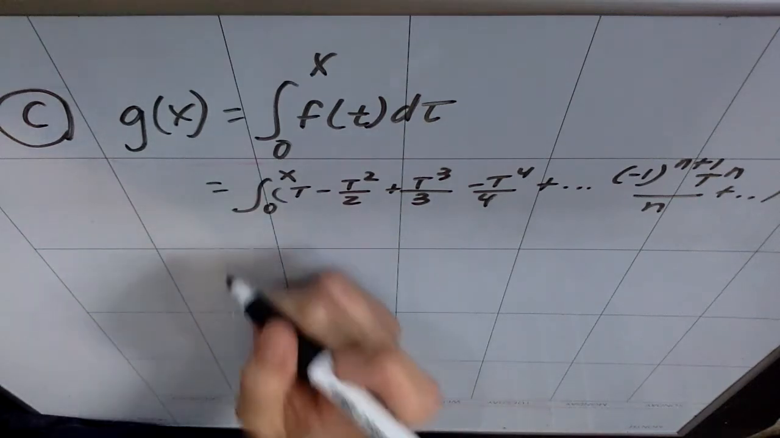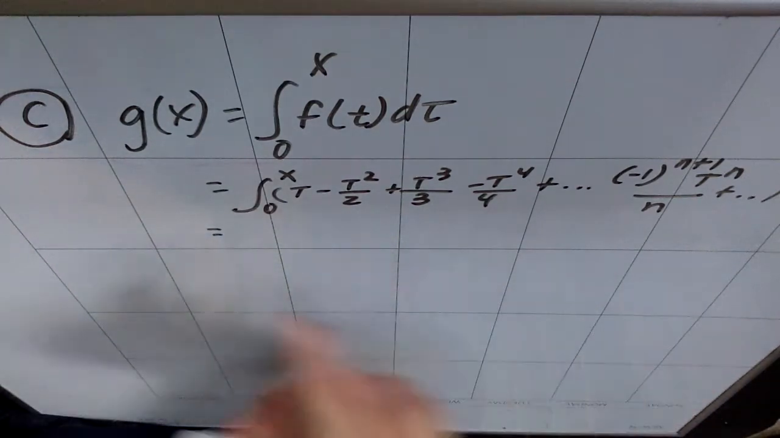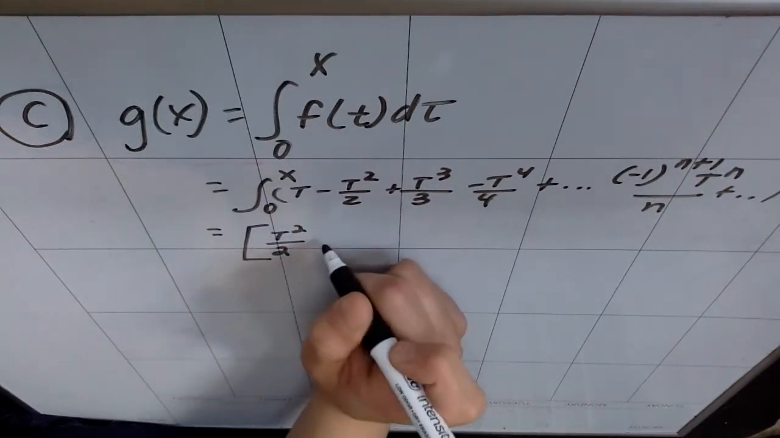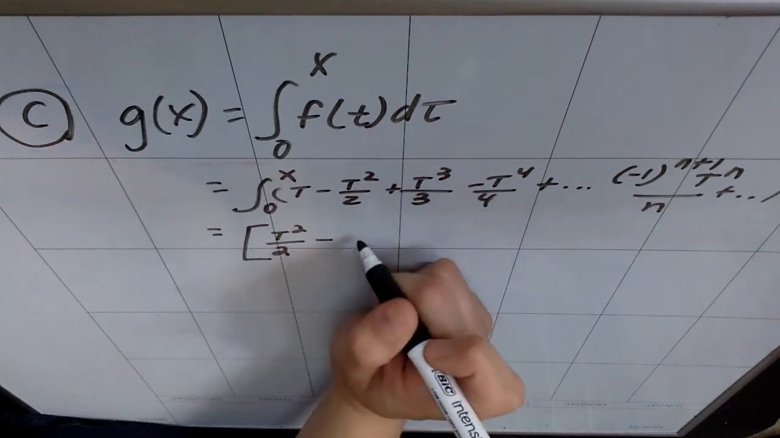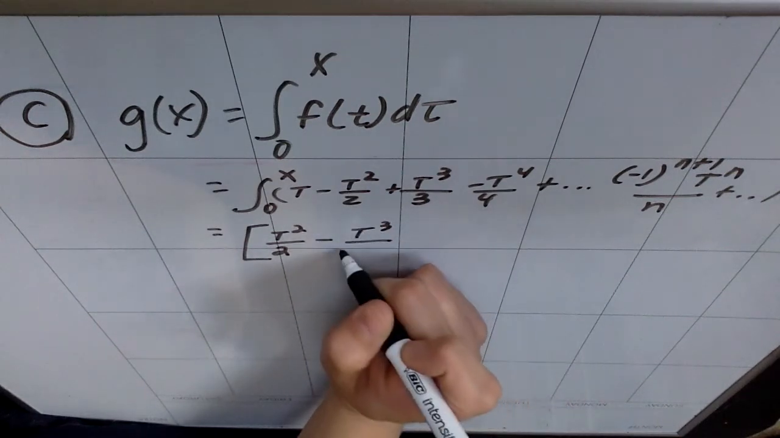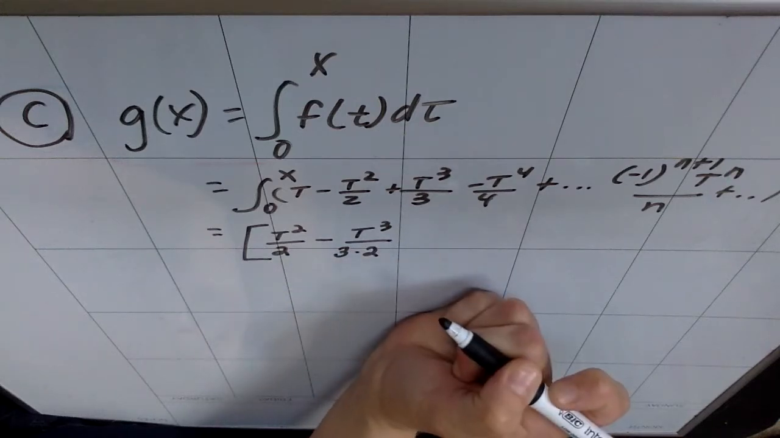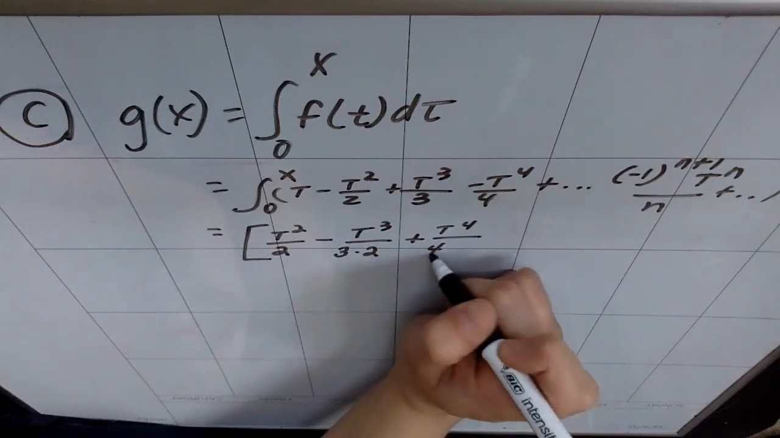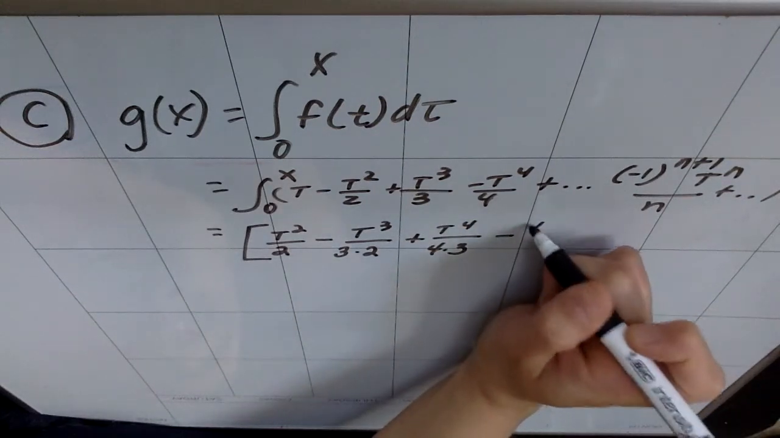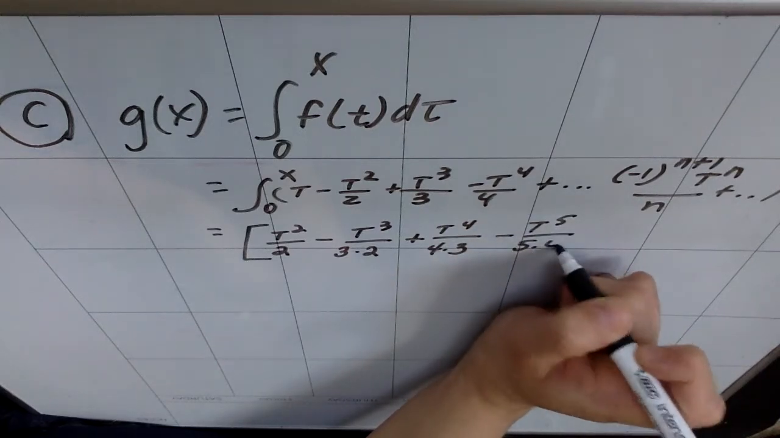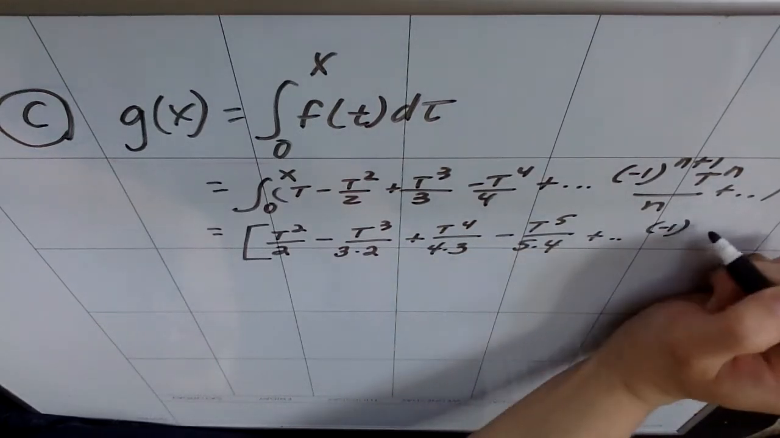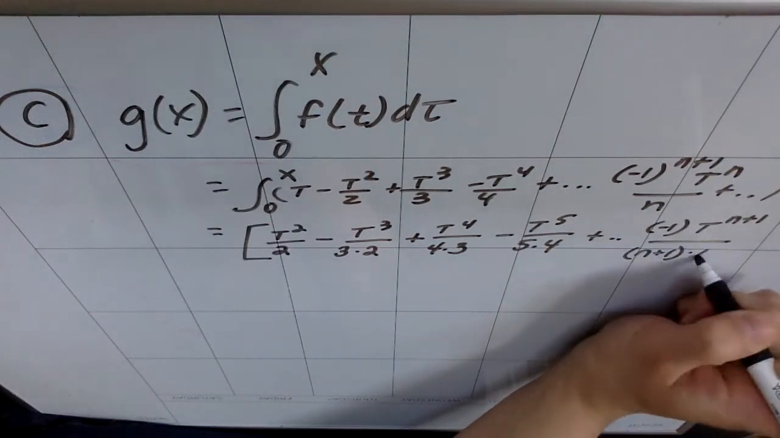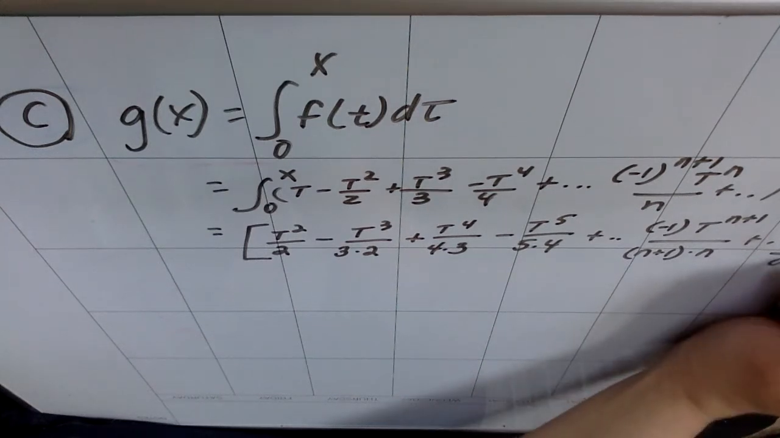When I integrate this, oh, they said first 4 and the general term. There you go, 1, 2, 3, 4, and general. When I integrate this, I'm going to get t squared over 2, minus, when I up this power by 1, t to the third over, well, now it's going to be a 3 times a 2. And then plus t to the fourth over a 4 times a 3, minus t to the fifth over a 5 times a 4, plus and so on. So when I integrate this, it's now t to the n plus 1 over n plus 1 times n. And I'm evaluating that from 0 to x.